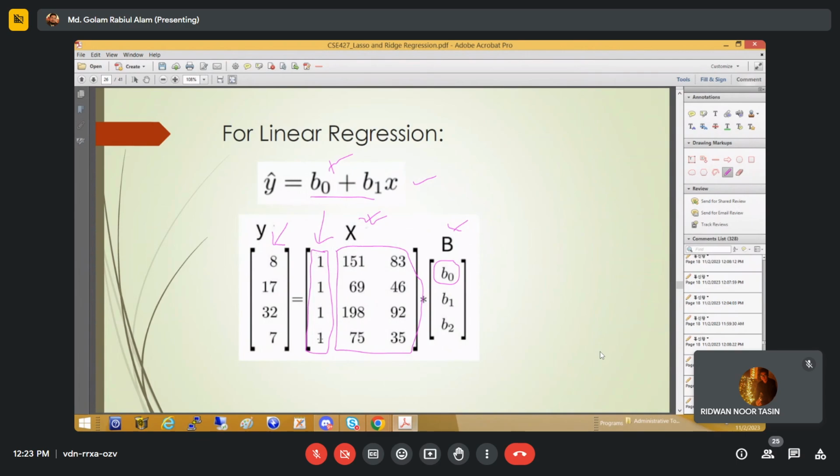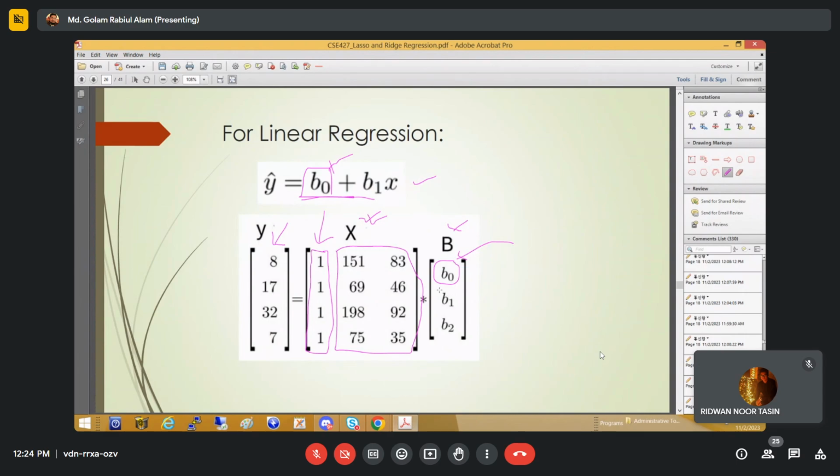So just by adding an extra column, 1, 1, 1, 1, because this extra column is for beta 0. There is no x in beta 0, it is just the constant beta 0. But beta 1 has x, and also we can see that if we have beta 2, then here is the beta 2.